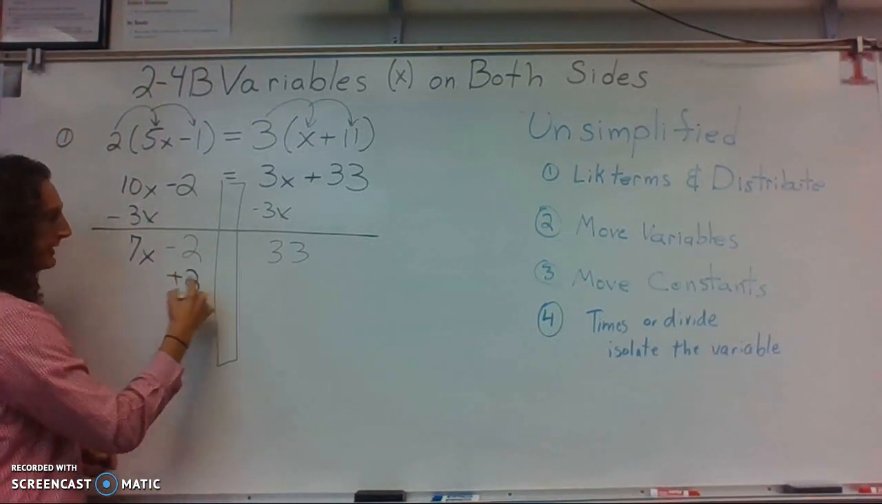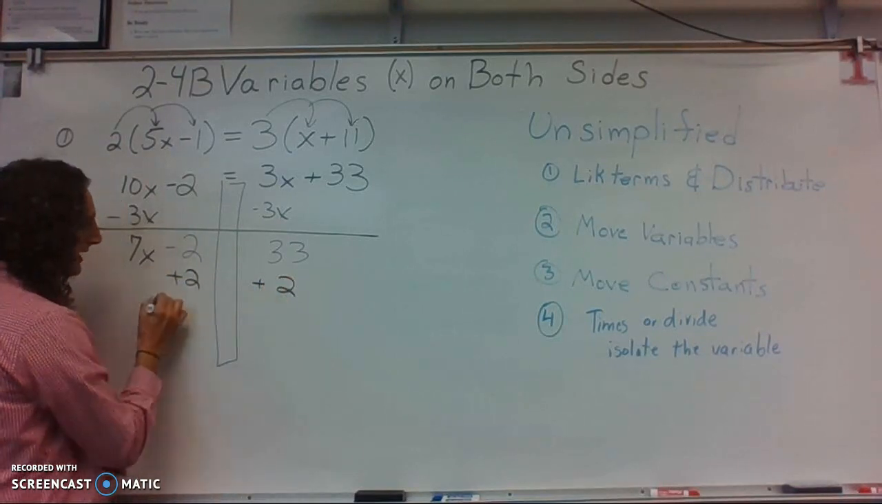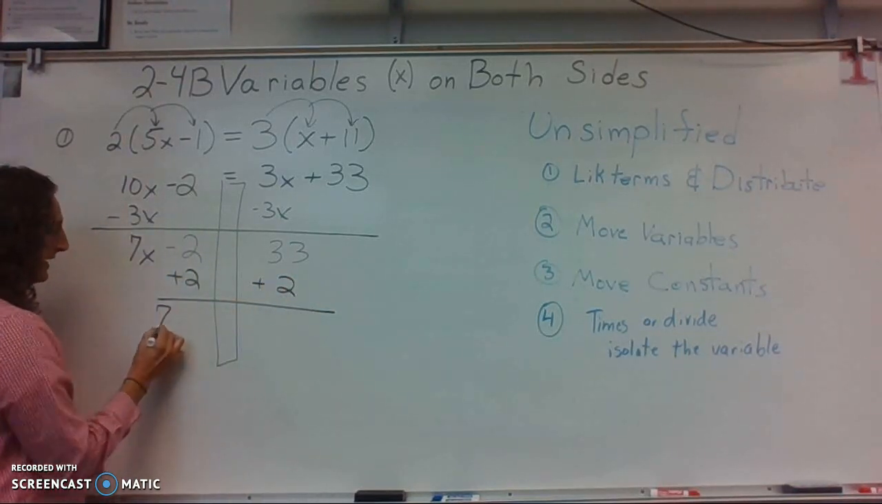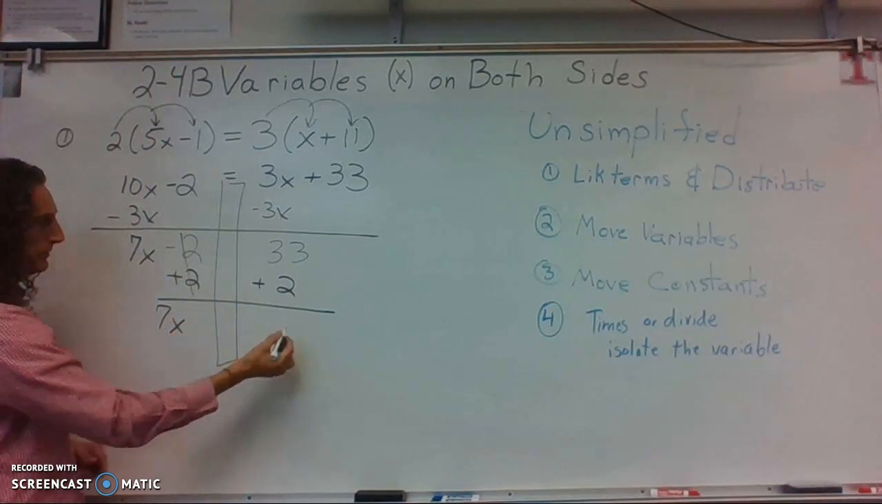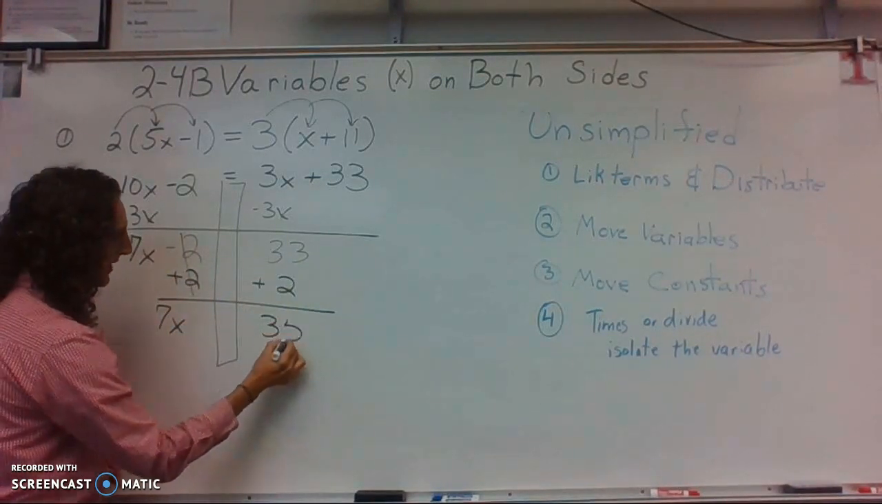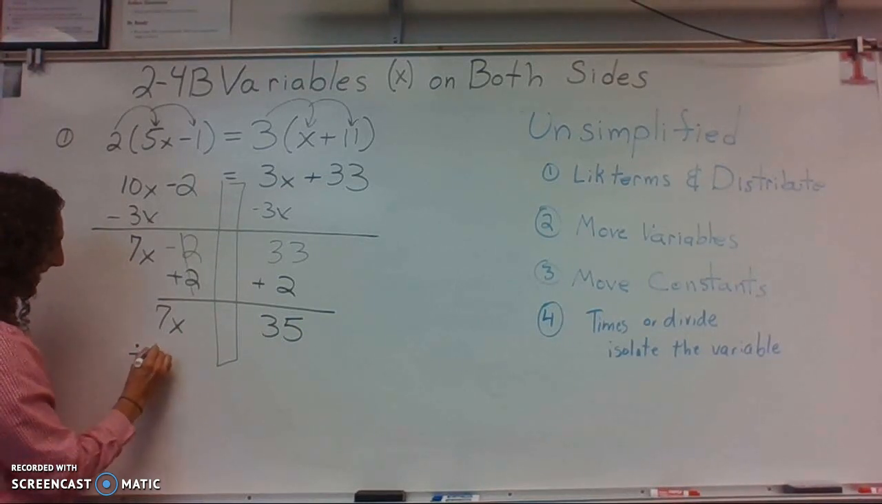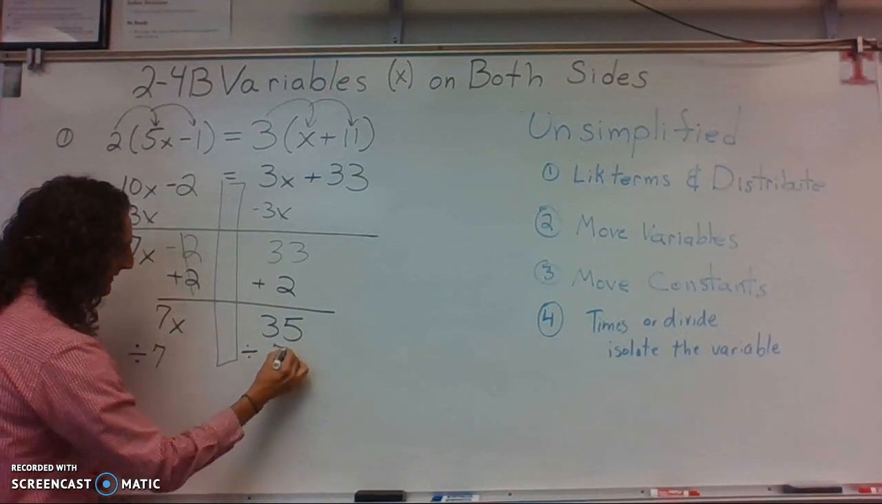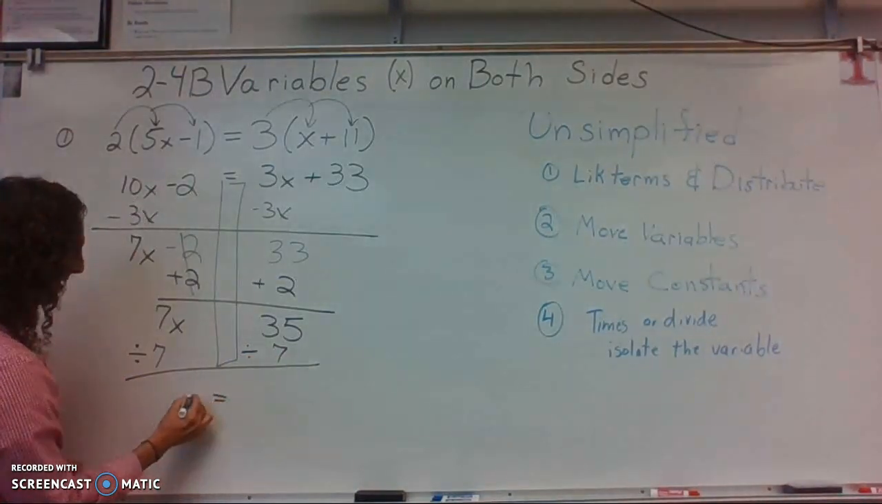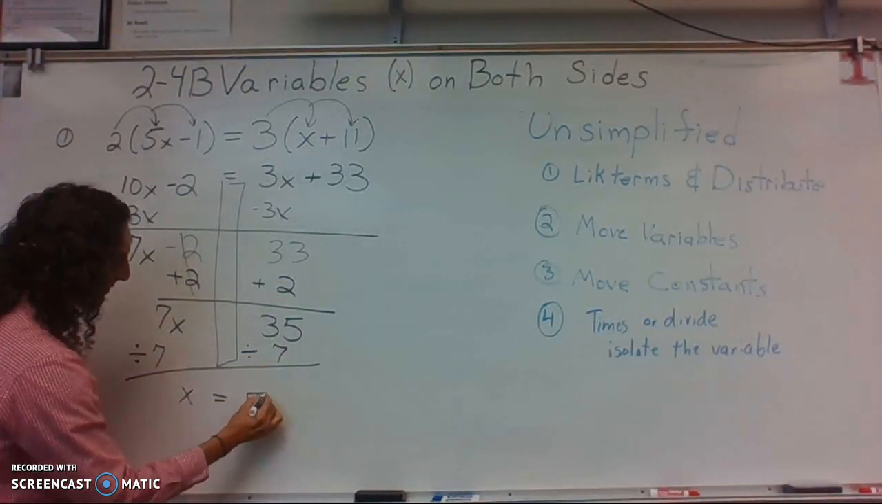Add the 2, because that's the opposite. Add the 2 to both sides. The 7x drops down because these cancel. This becomes 35. This is 7 times x, so the opposite is divide by 7. Divide by 7. And you have x equals 5.